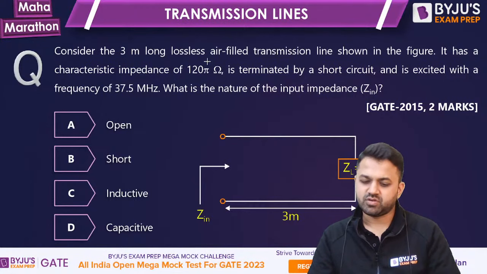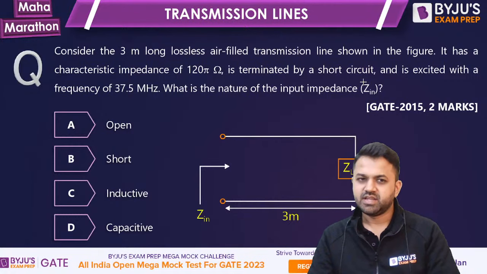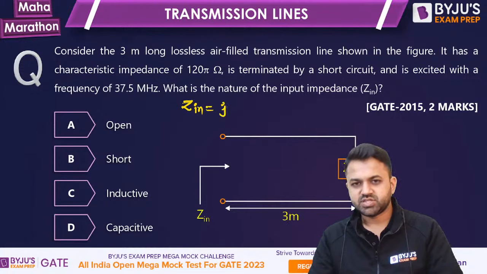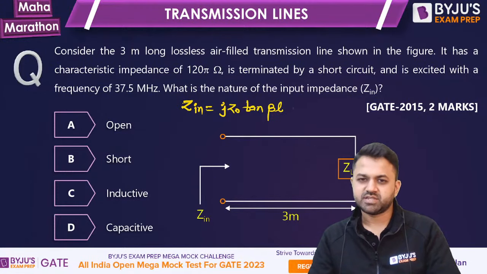Consider a 3 meter long lossless air-filled transmission line shown in figure. It has a characteristic impedance 125 and it is terminated by a short circuit. Then what is the nature of input impedance? So the load is short circuit. So you know that Z input you want to calculate. This is j Z naught tan beta L, because the load is short circuited. So this is ZSC. You have to tell the nature of this impedance.